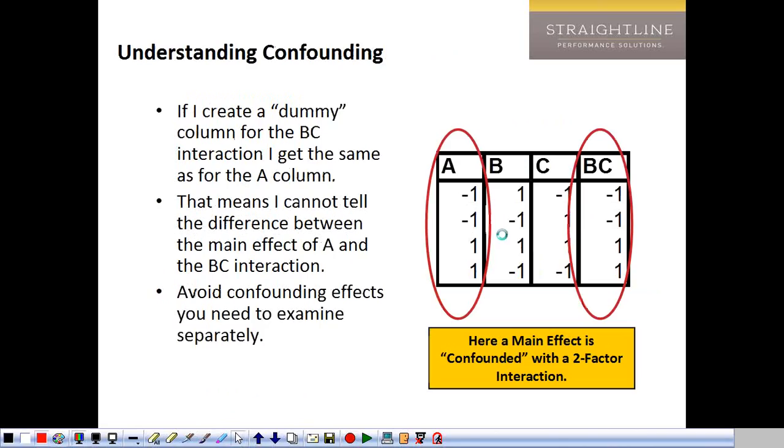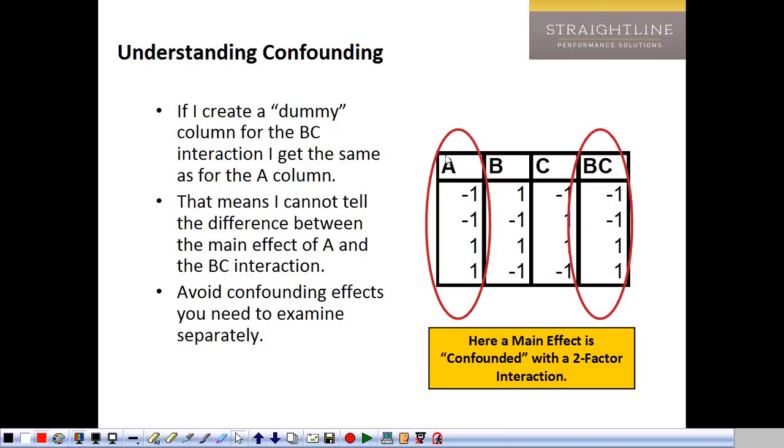Well, confounding works like this. If we wanted to construct the BC interaction, that would be B times C, right? So negative times negative is positive. A plus times negative is negative. Minus times plus is minus. A plus times plus is plus. But we'll notice now that this column is the same as column A. So if we are going to estimate the effect of BC, it's exactly the same as A. We can't tell the difference.